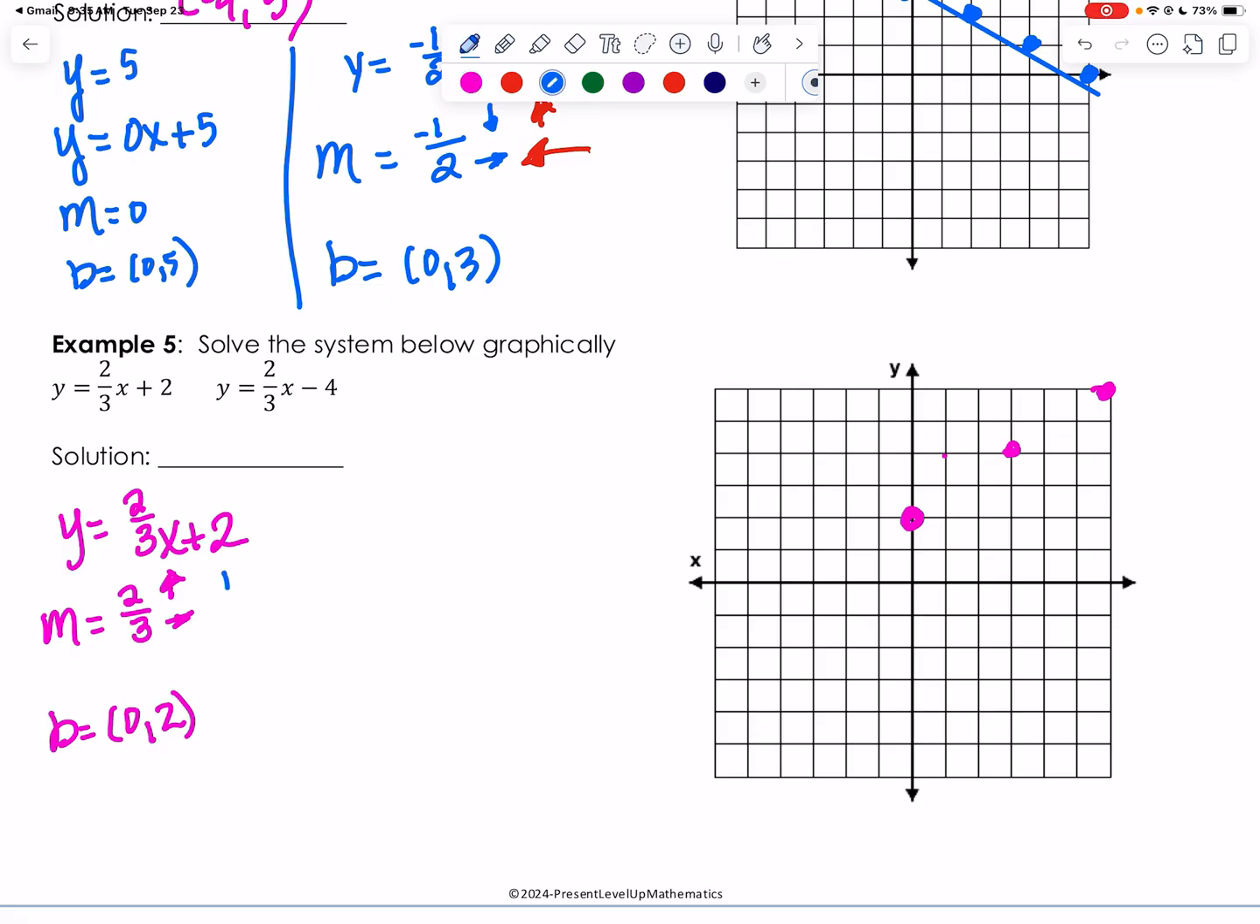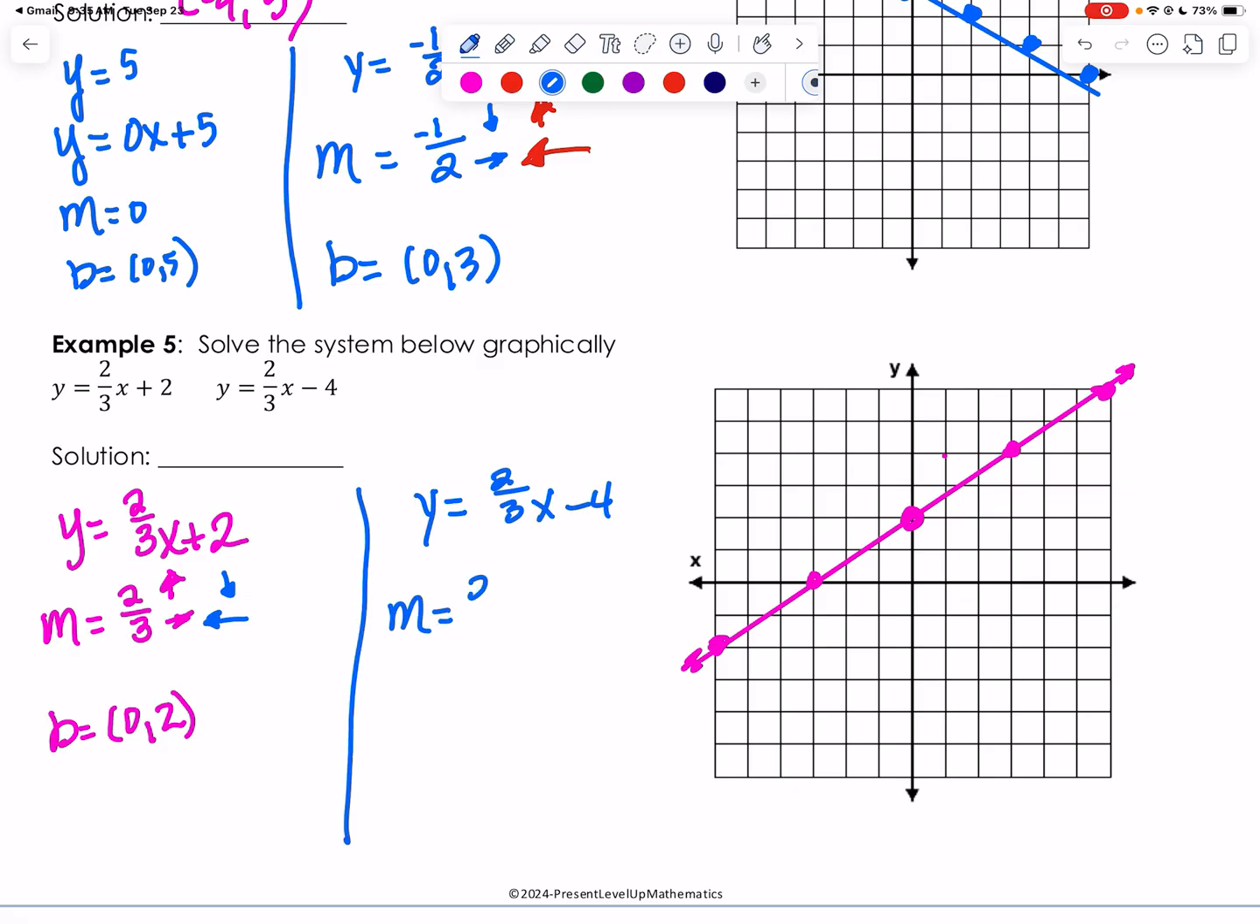So then I went the opposite way, which would have been down and left. So down 2, left 3. All right, now I filled up the entire grid with that line. Let me draw that straight. So there's our first line. All right, let me change colors. For the second line, our equation was 2/3 x minus 4.